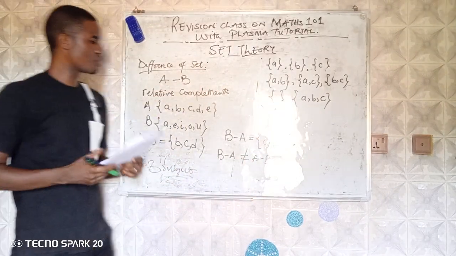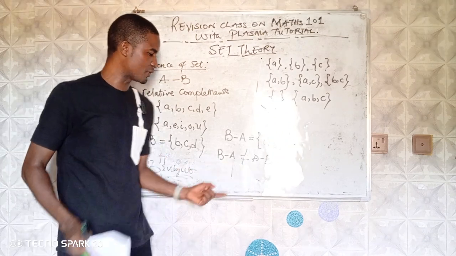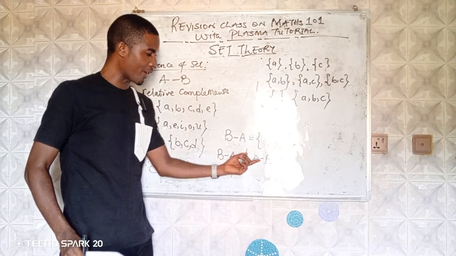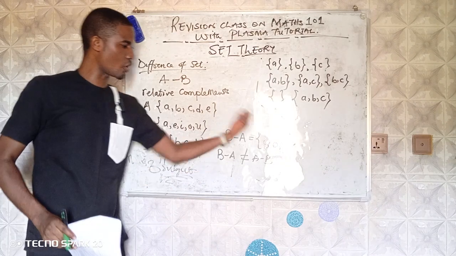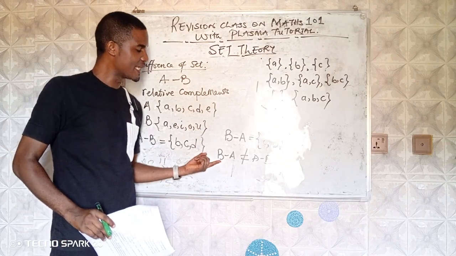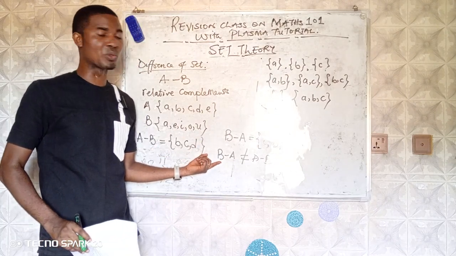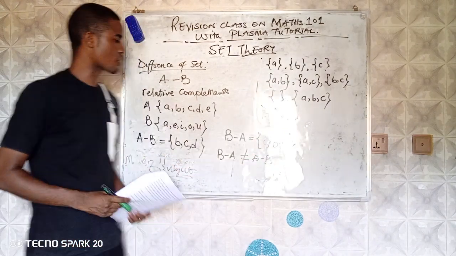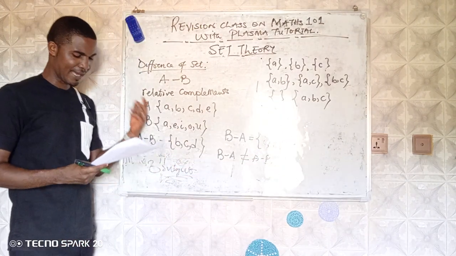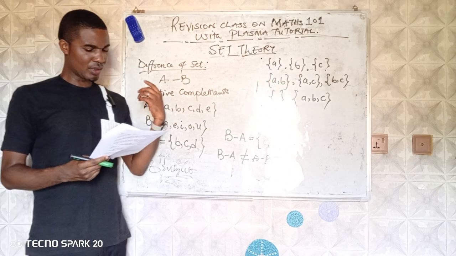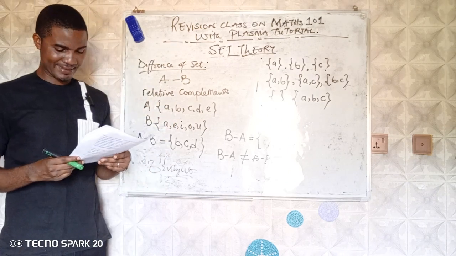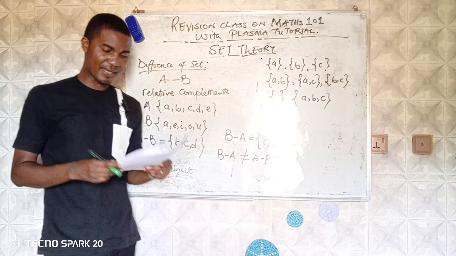So that means you need to be very careful when they ask you B minus A or A minus B. They are not the same. Don't turn it the other way around. The one mentioned first is the one you are going to make reference to. Then you try to solve it out. So that's what we call difference of sets.